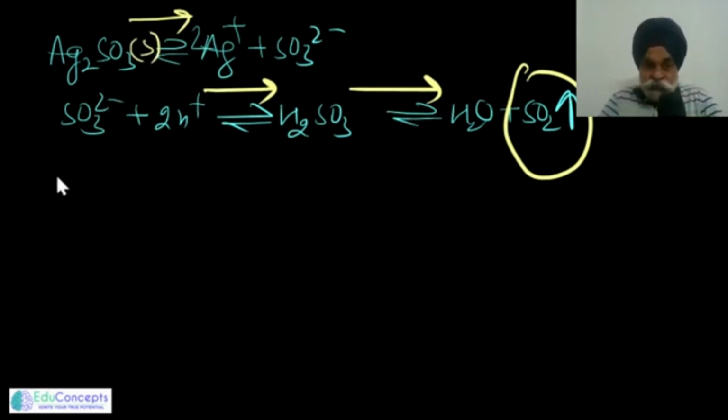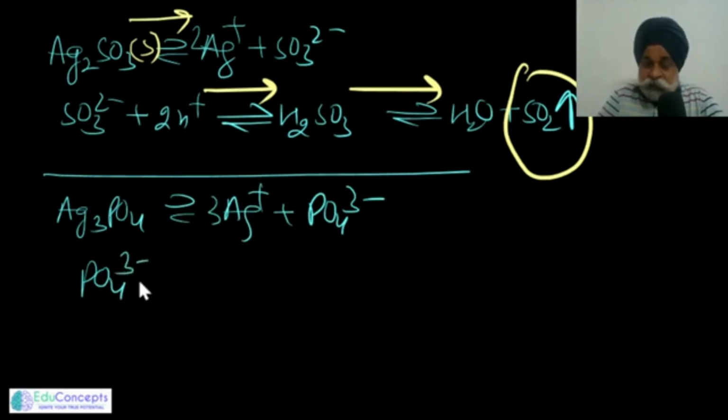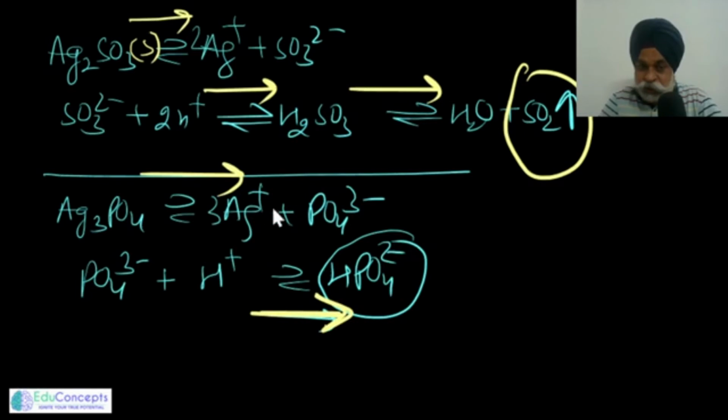A similar viewpoint we can also take for silver phosphate. So silver phosphate would break into this, and this phosphate ion is a conjugate base of a weak acid. This is a weak acid, and this is its conjugate. So this eagerly would change into this side. If this equilibrium moves to this side, this also would move to this side. So this also gets dissolved.